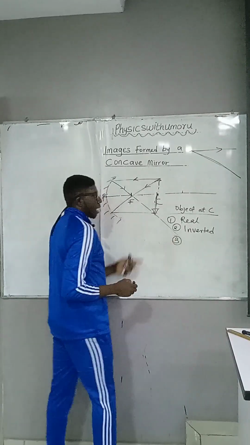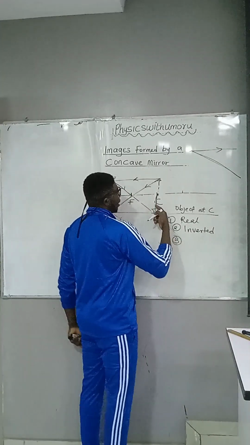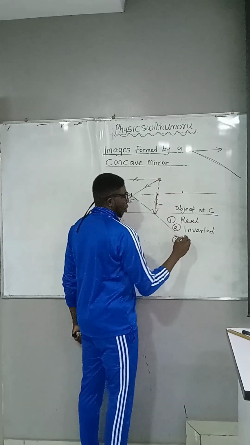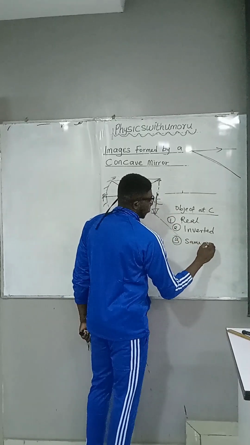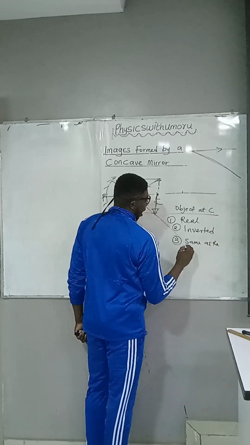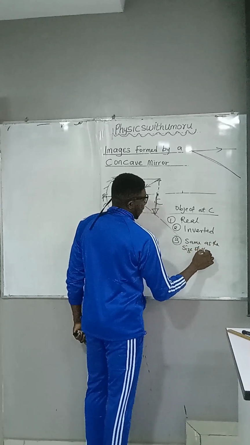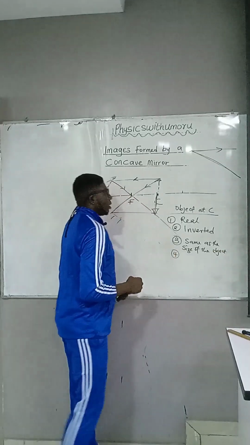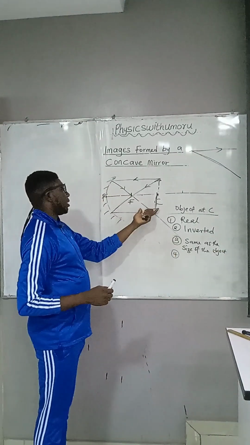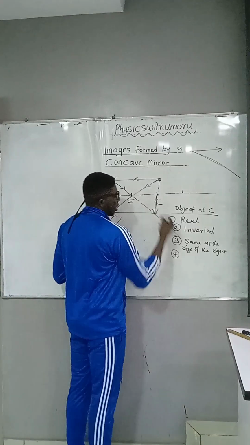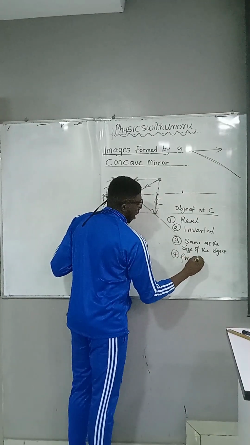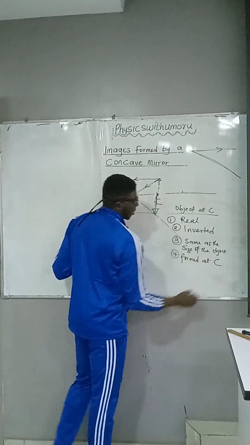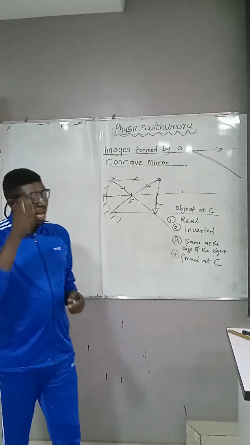Number three, what can we say about the size? The size is going to be the same as the size of the object. Now, what are we going to say about the position? Where is it formed? So the image is formed at the same center of curvature, formed at C, at center of curvature. So these are the properties.